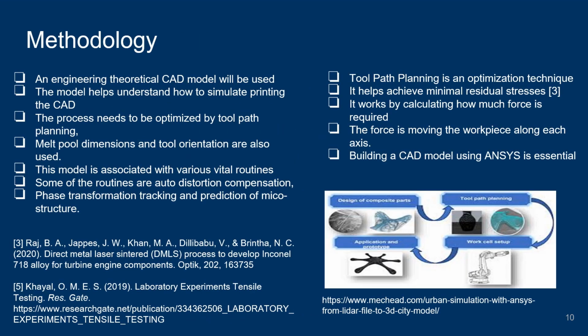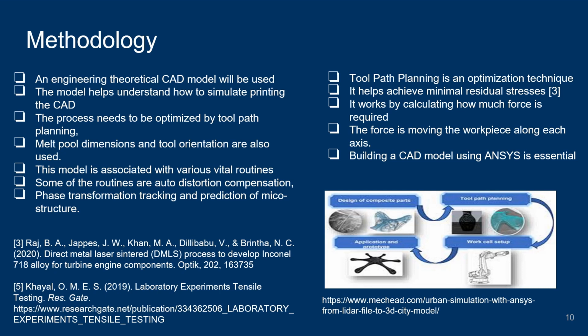that considers the application of ANSYS, which helps build a CAD model. Engineering and theoretical models are significant for understanding how to simulate printing a CAD model using a DMLS printer with a default setup. This model is associated with various vital routines, which help validate the optimization process and parameters, such as a thermomechanical model, understanding how to simulate printing a CAD model using a DMLS printer with a default setup, and minimizing residual stress in DMLS.